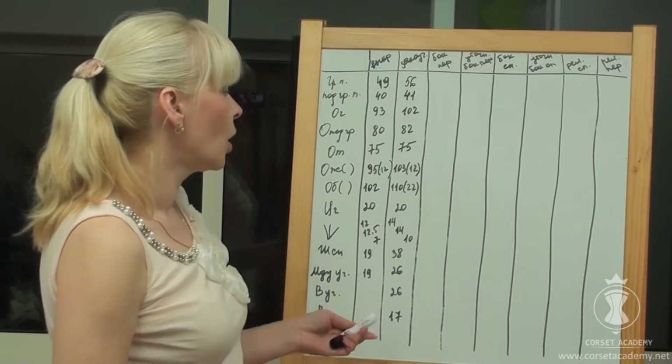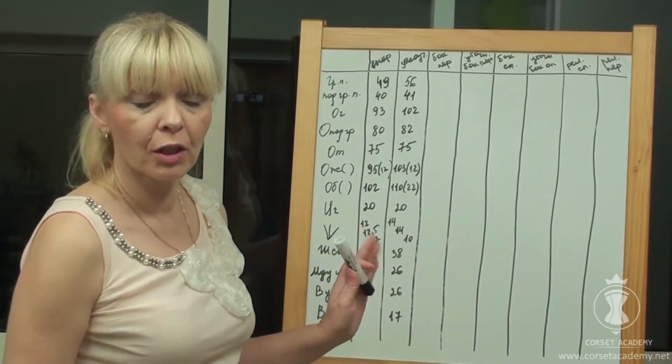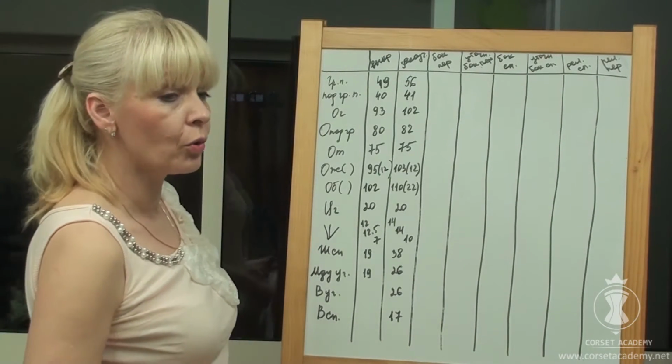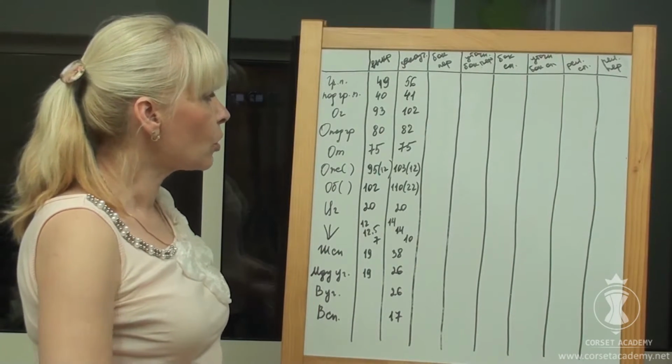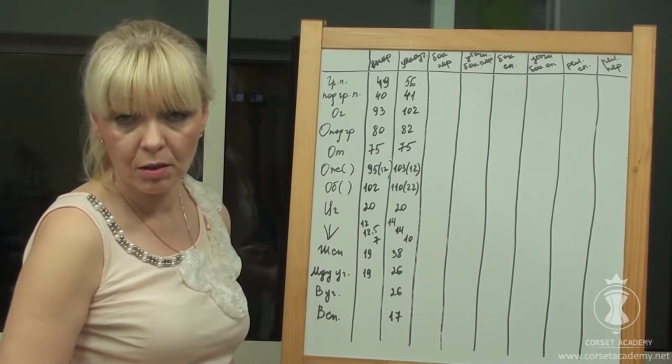So now I need to find alteration values to adjust the pattern for this particular woman. The first thing you need to do is determine the location of the side seam. The location of the side seam is determined by two measurements: bust front and under bust front.